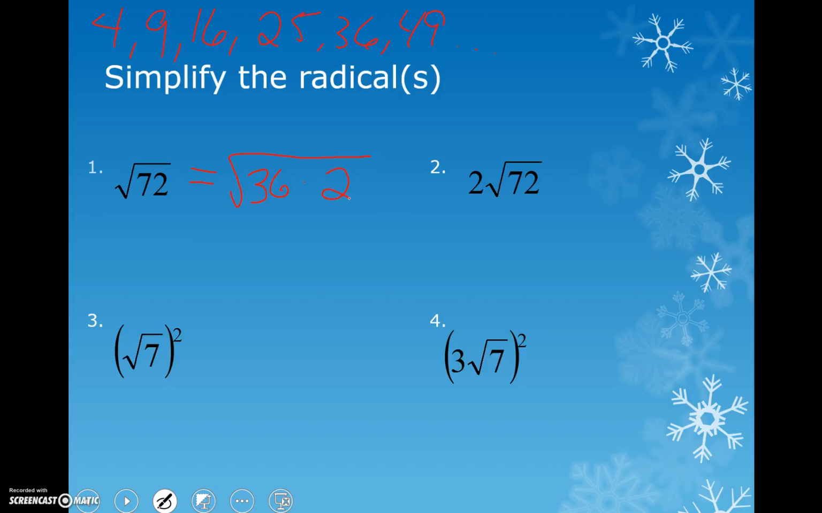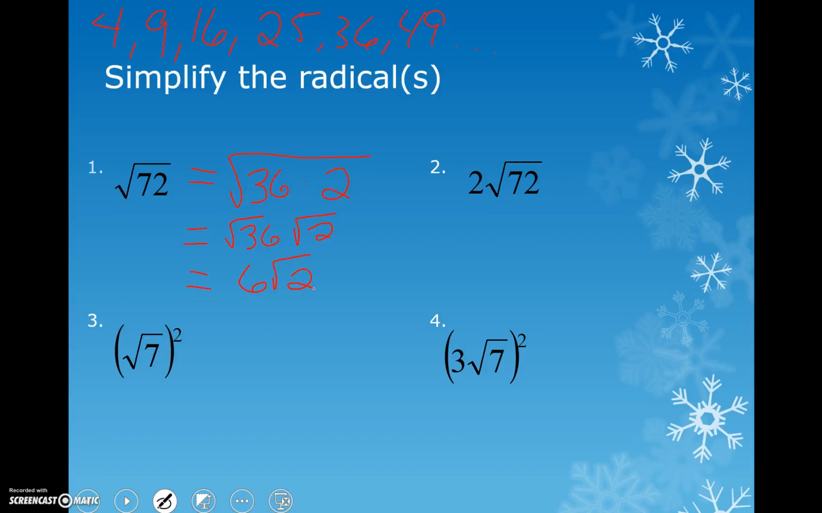Well, the nice thing about this is that radicals can be broken apart. So this is the same thing as the square root of 36 times the square root of 2. Well, you know what the square root of 36 is. The square root of 36 is the number 6. Now, the square root of 2 does not have anything to simplify down further, so it's going to be just the square root of 2. And so this is a radical simplified. We have 6 times the square root of 2.